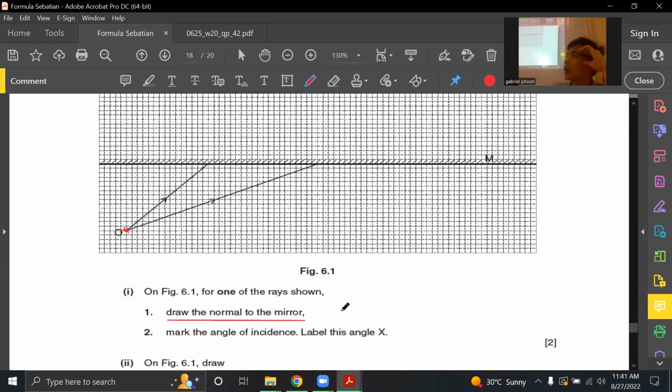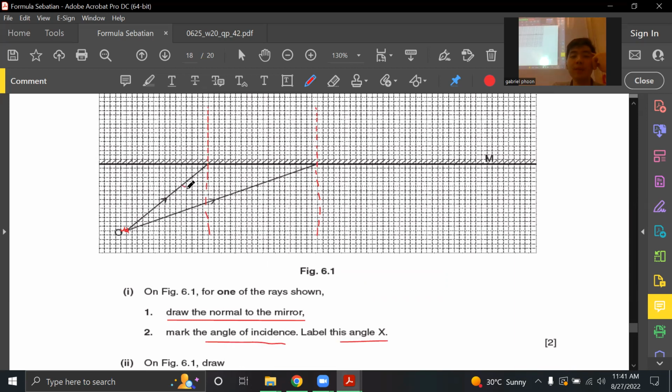Guys, the normal is always going to be perpendicular to the surface the light touches. Meaning to say, you could either draw one dotted line here, or you could draw one dotted line here. It doesn't matter. You could draw either one. It's definitely fine. Then, after that, they ask you to mark the angle of incidence and label it X.